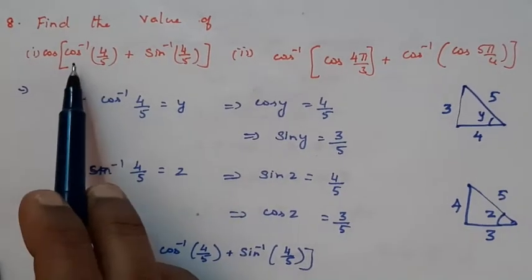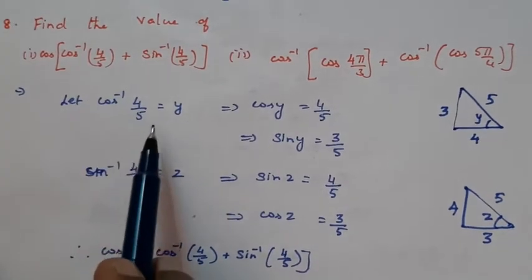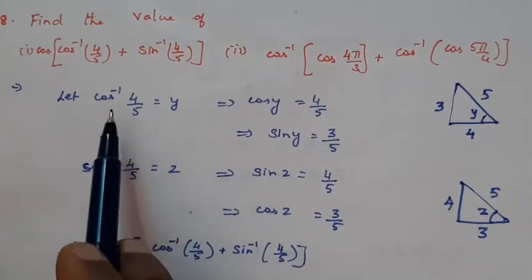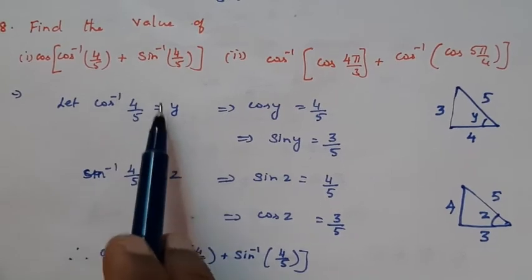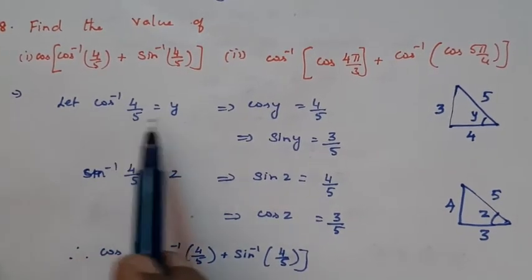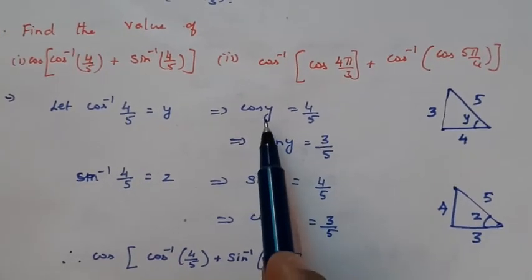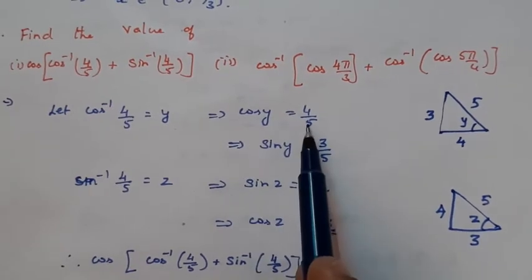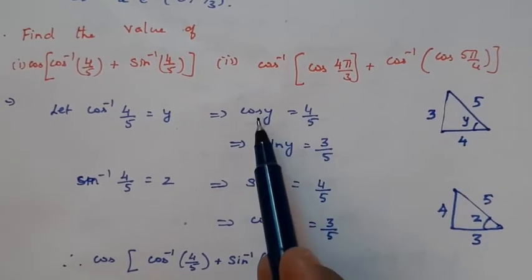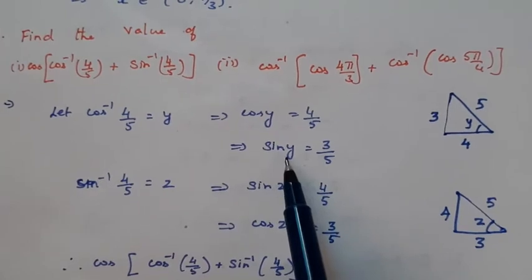So as usual, let us take this cos inverse of 4 by 5 to be some y. Now, by definition, it will be cos y is equal to 4 by 5, okay? Instead of finding out the angle whose value is 4 by 5, you are going to find out what would be the corresponding sine value, sine y, right?